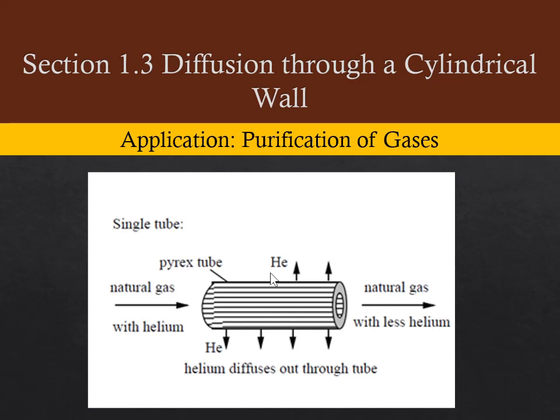And the reason Pyrex tubing is thought to be a possibility is because it has an anomalously high diffusion rate for helium, about 25 times that of even hydrogen. And so we're going to go ahead and analyze this problem and see if this is a good possibility for a method of separating helium from natural gas.